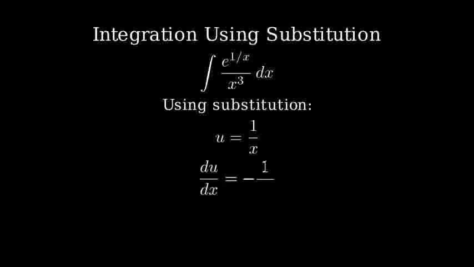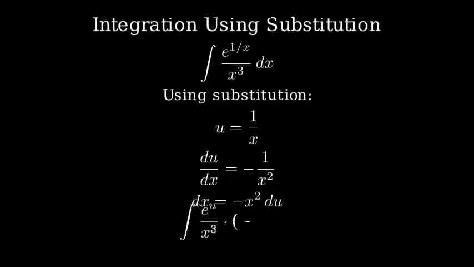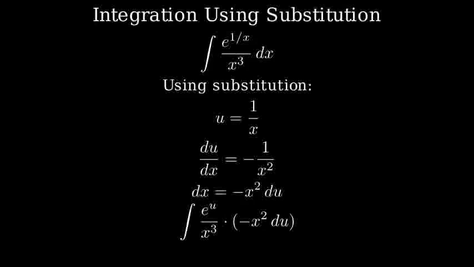Let's solve for dx in terms of du. We can manipulate the derivative to get an expression for dx, which gives us dx equals negative x squared du. Now, we'll substitute back into the original integral. Our integral becomes the integral of e to the power of u divided by x cubed, and dx is replaced by negative x squared du.